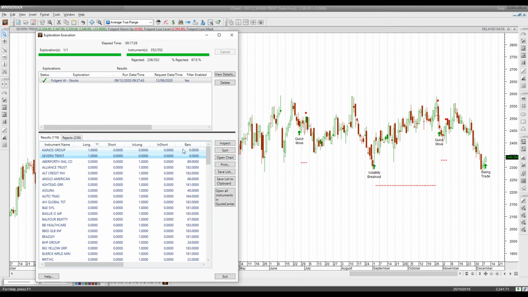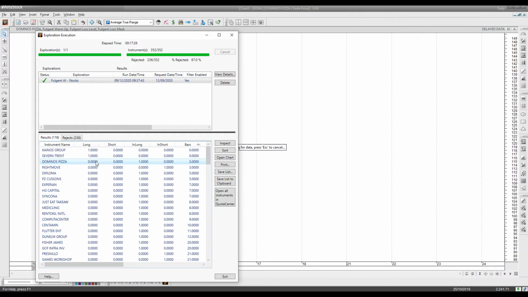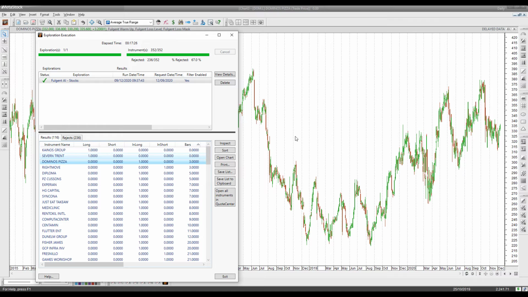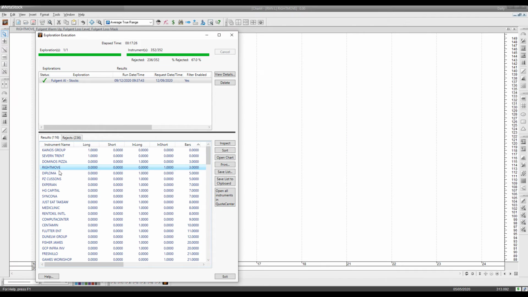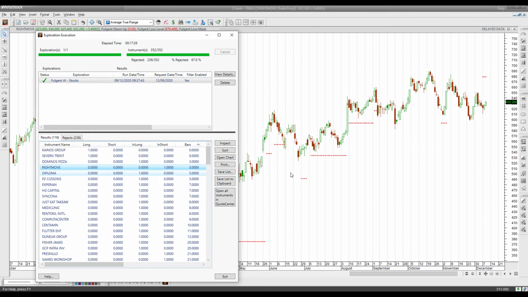So the others that are most recent, if we just sort everything from low to high in terms of bars, Domino's Pizza, it's been 3 days into a trade. Swing trade, you can see we've had quite a couple of swing trades out of that one. Right move. This has been a great stock to trade.